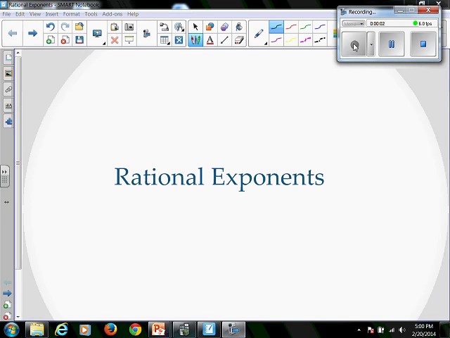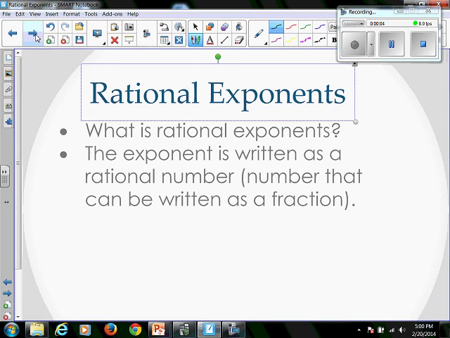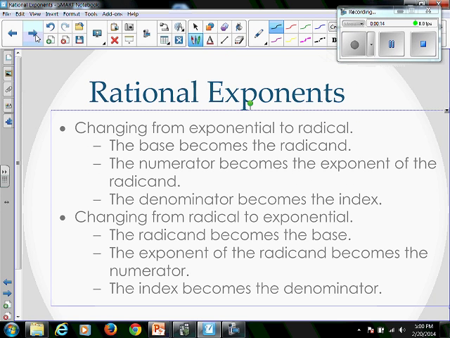Today's lesson is on rational exponents. What is a rational exponent? The exponent is written as a rational number, and a rational number is any number that can be written as a fraction. So when we're changing from exponential to radical, the base becomes the radicand, the numerator becomes the exponent of the radicand, and the denominator becomes the index.